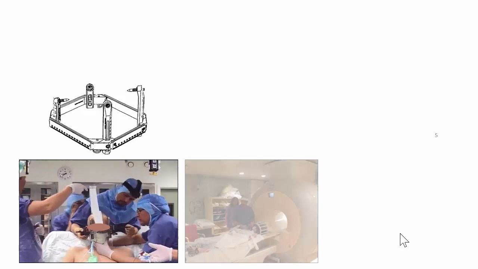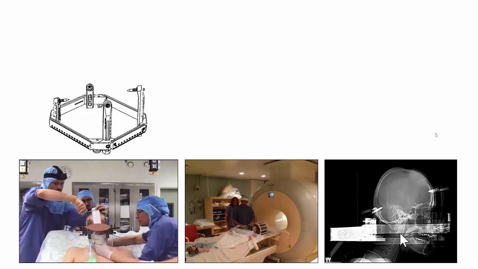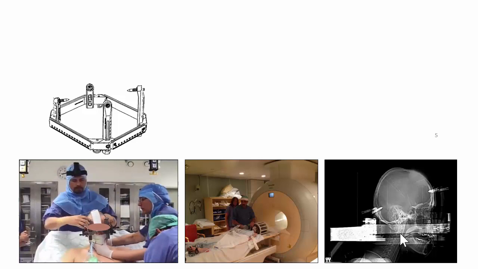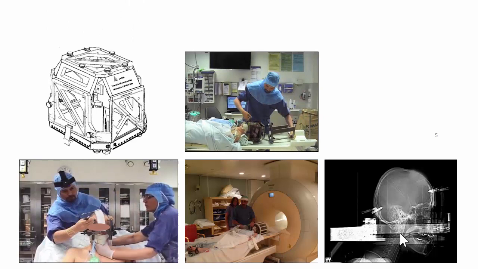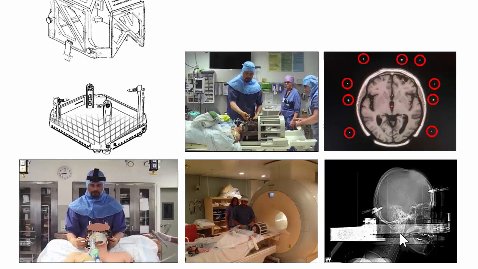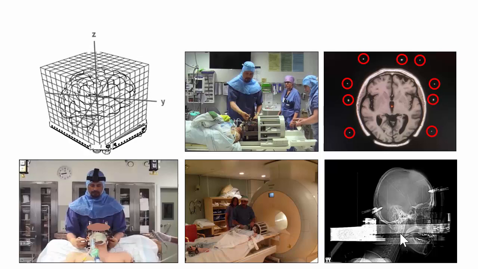Thus, we attach a frame to the head to work as a reference point, and we then perform an MRI, CT, or X-ray to simultaneously visualize the frame and the intracranial structures. However, in reality, we are not looking directly at the position of the frame. Instead, we are attaching an indicator box to the frame from which we can calculate the location of the frame based on the markers in the indicator box, so-called fiducials. These fiducials are creating a three-dimensional Cartesian coordinate system encompassing the brain.